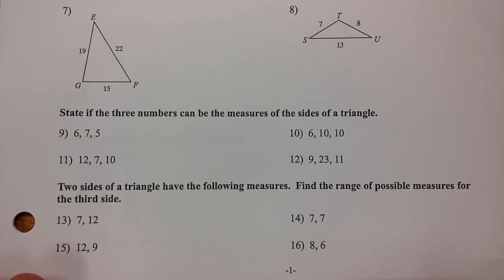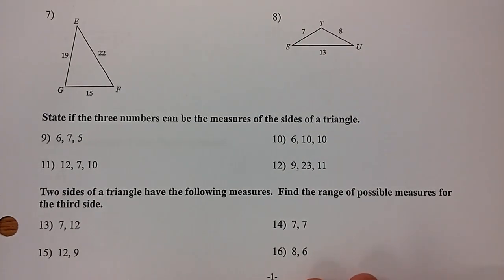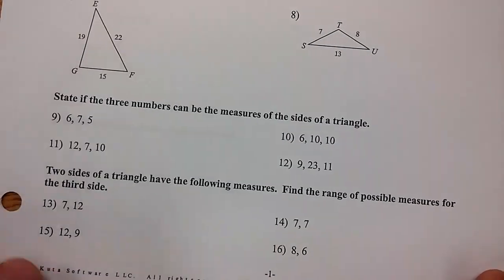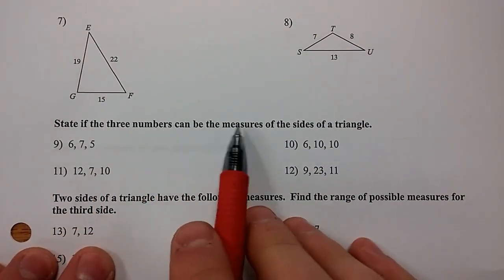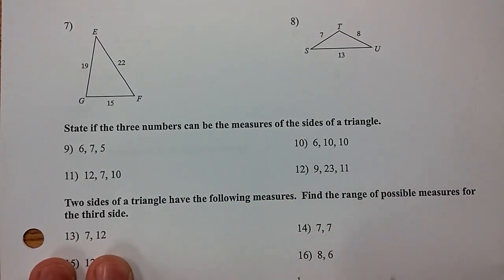Now we're going to talk about the triangle inequality theorem. This states that any two side lengths of a triangle must have a sum larger than the third side. Or if you compare just the two smallest sides, if you add them together, it needs to be bigger than the third side. So if they say state the three numbers that can be measures for the sides of a triangle, find the two smaller numbers and see if the sum is larger than the third number. If it is, it can be a triangle. If it is equal to or less than that number, it cannot be a triangle.